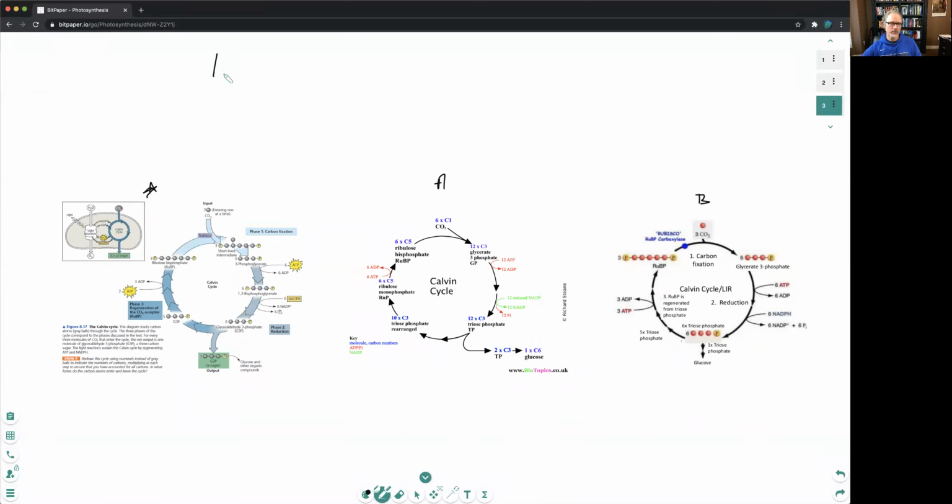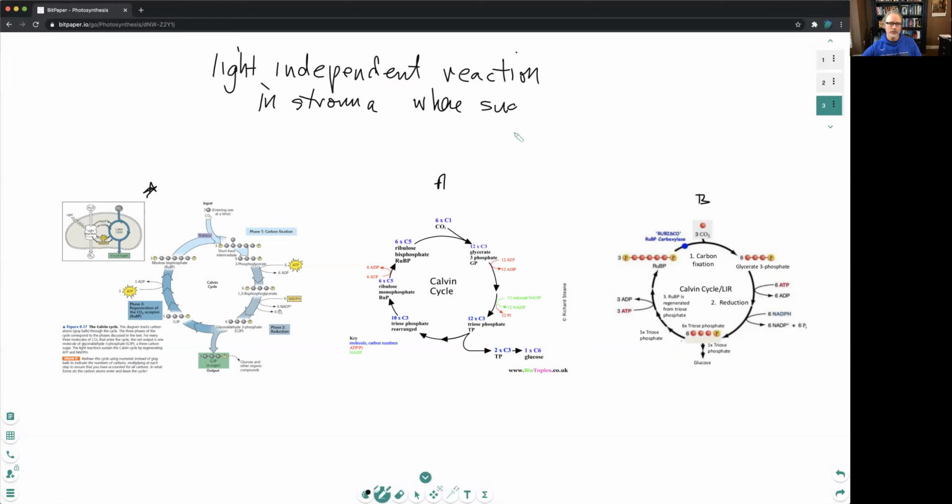And these are referred to as the light independent reactions. So these occur in the stroma. Okay, and this is where sugar is made.